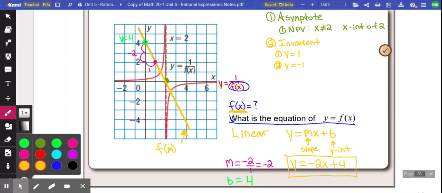So f of x is negative 2x plus 4. That means that original red graph that they had would have been 1 divided by negative 2x plus 4. Now that straight line was drawn for you already, so it's already on your page, but I showed you how we can work backwards from a curved graph to get that straight graph. That's how I got that straight line.